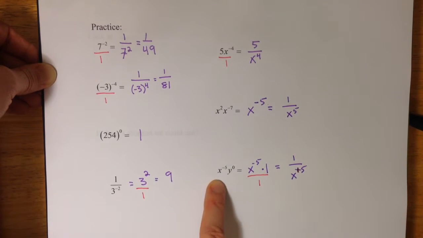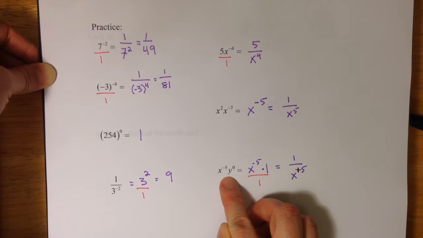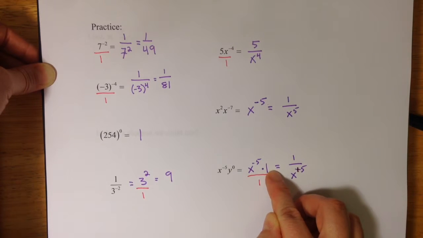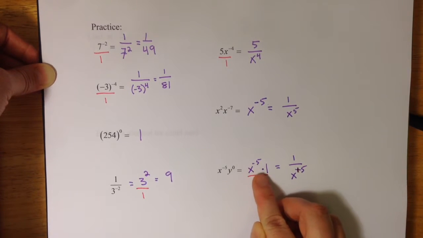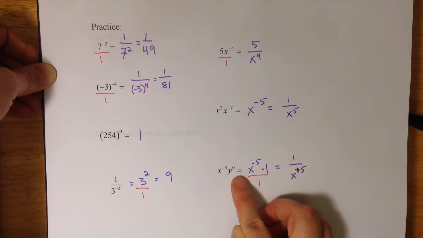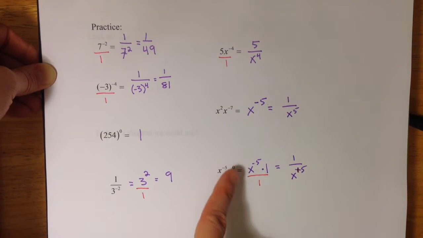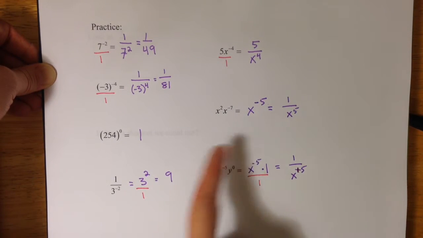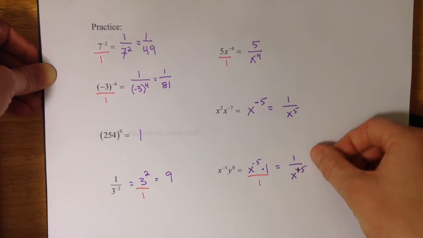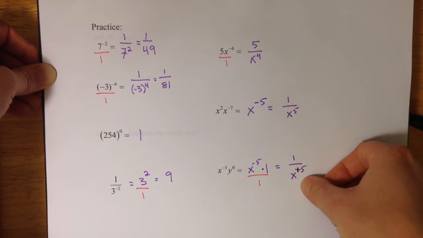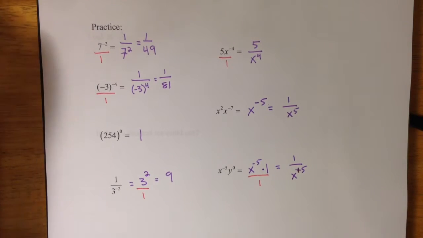For x to the negative 5 times y to the 0, I also have to use more than one of the rules that we've learned. First I said y to the 0 is just 1. So now I have x to the negative 5th times 1. And then I thought about that whole thing as being over 1 so that I could see both sides of the fraction. And I moved the x to the negative 5th downstairs, leaving me with 1 on top and x to the positive 5th on the bottom.